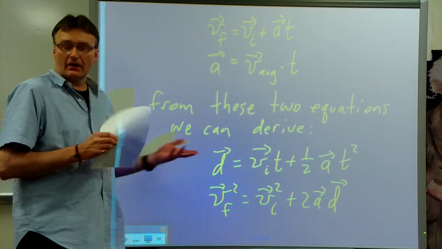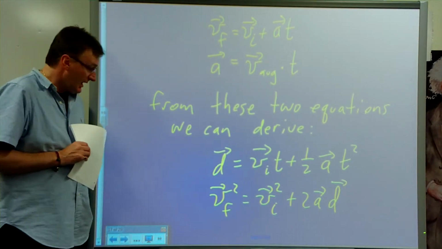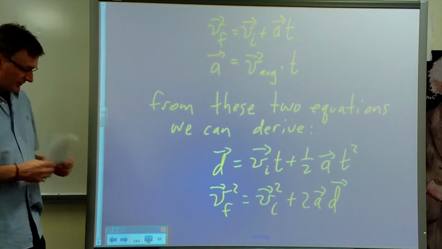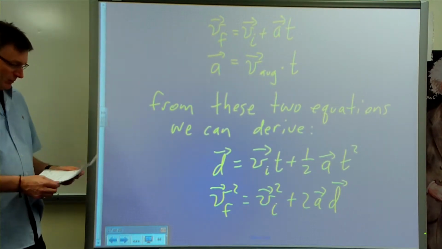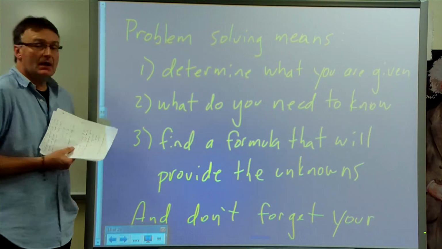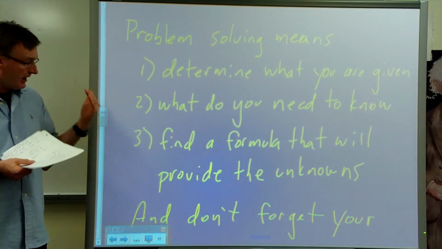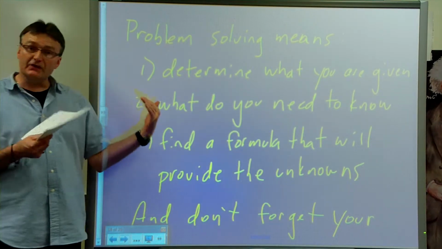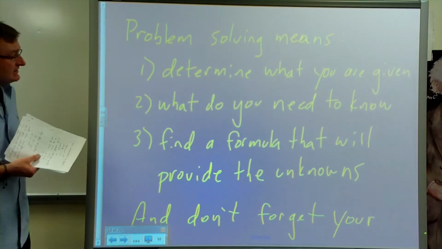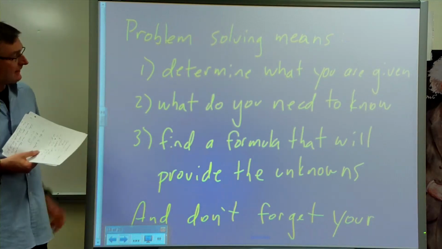There are others, and obviously there are a lot more formulas that we will be dealing with in this course throughout the year. But for the next bit, we will work with these, and we will be doing problem solving with them. In terms of problem solving, there are certain steps that you should go through, which will help you get to a solution the most direct way. Number 1 is determine what you are given. So write down your givens. What do you need to know?